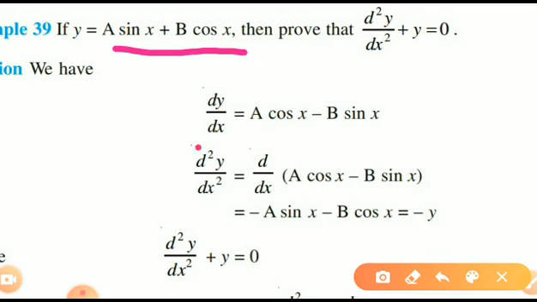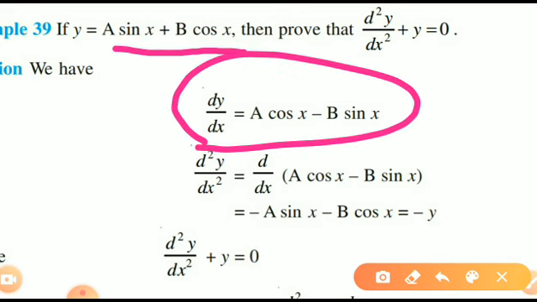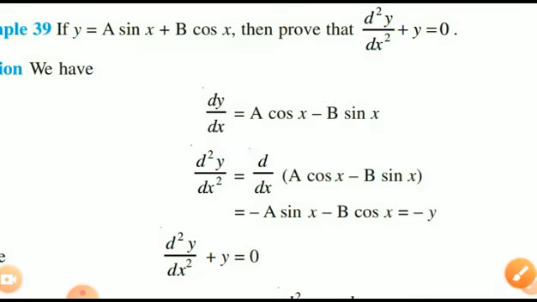Again differentiate this with respect to x. So I'll be getting the left hand side as d2y by dx square, which is equal to d by dx of the above. So derivative of a cos x will be minus a sin x, and derivative of minus b sin x will be what? It will be minus b cos x.